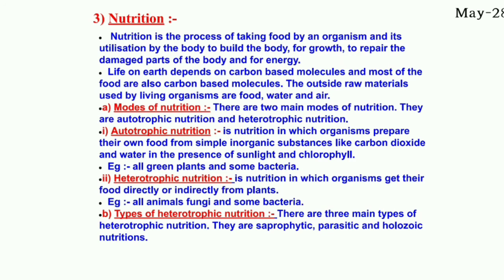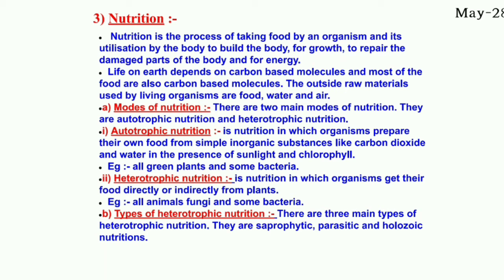As in earlier classes we have seen, nutrition is the process of taking food by an organism and its utilization by the body to build the body for growth, repair and energy. We all know that life depends on carbon-based molecules on the earth. Most of the food are also carbon-based molecules. The outside raw materials used by living organisms are food, water and air.